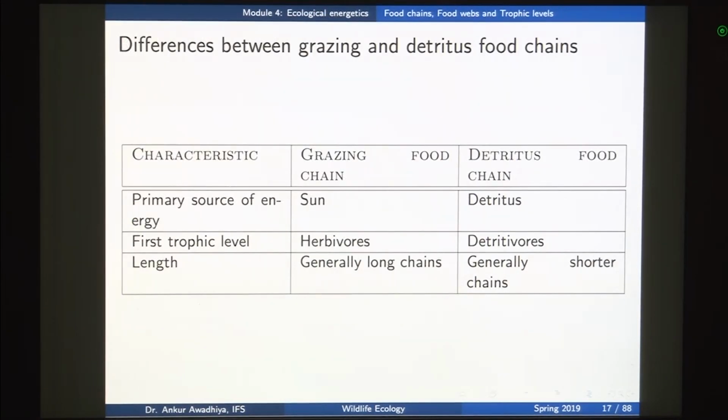Now, if you look at the differences between both of these food chains, we observe that in the case of a grazing food chain, the primary source of energy is the sun, which is then used up by the plants. In the case of the detritus food chain, the primary source of energy is detritus. So, it starts with the detritus or a dead tissue or a dead organism. Then the first trophic level in the case of grazing food chain is herbivores, because they are eating up the plants. In the case of detritus food chain, they are the detritivores. Now, the length of grazing food chain is generally longer and the length of a detritus food chain is generally shorter. Now, what do we mean by that?